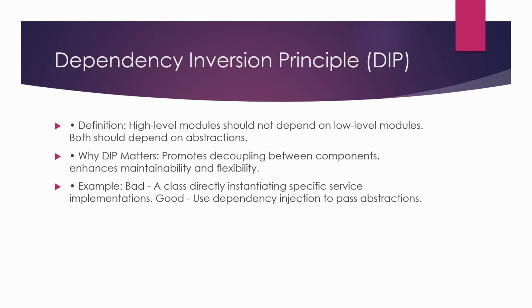The last of the 5 principles is the dependency inversion principle, or DIP. According to this principle, high-level modules should not depend on low-level modules. Both should depend on abstractions. This promotes loose coupling between components and improves maintainability. In practice, we achieve this by using dependency injection to pass in abstractions instead of concrete implementations.